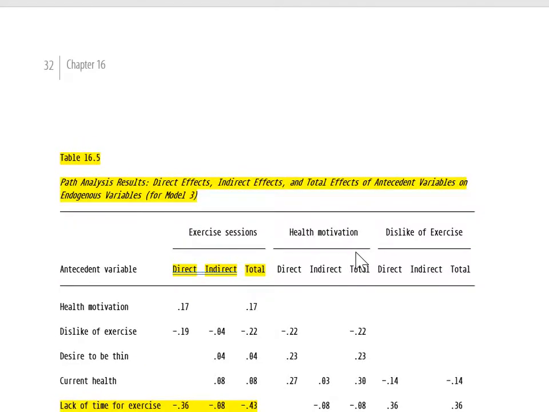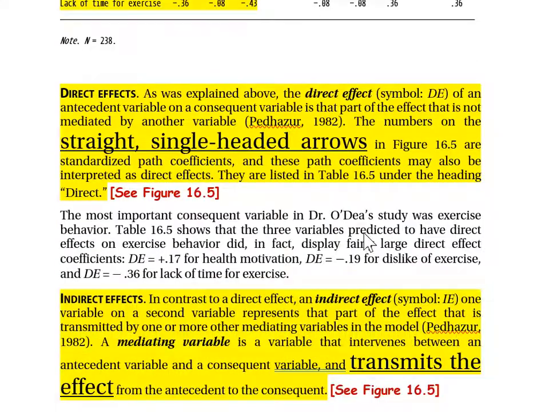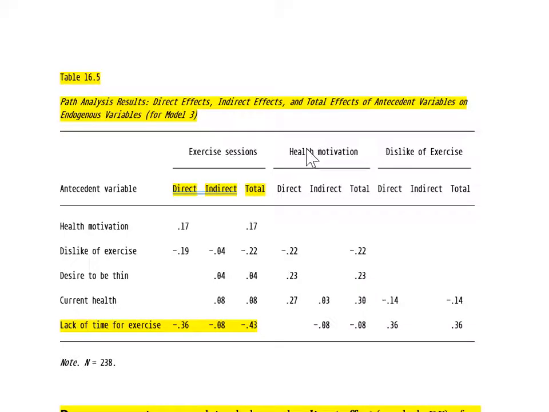Let's go to the text. We are on page 32 and the text. First up, direct effects. As we explained above, a direct effect, symbol DE, of an antecedent variable on a consequent variable is that part of the effect that's not mediated by another variable. The numbers on the straight single-headed arrows in figure 16.5 are standardized path coefficients, and these path coefficients may also be interpreted as direct effects. They're listed in table 16.5 under the heading direct. I referred to this a second ago. Table 16.5 under the heading direct. Direct effect of health motivation on exercise sessions is 0.17 and so forth.